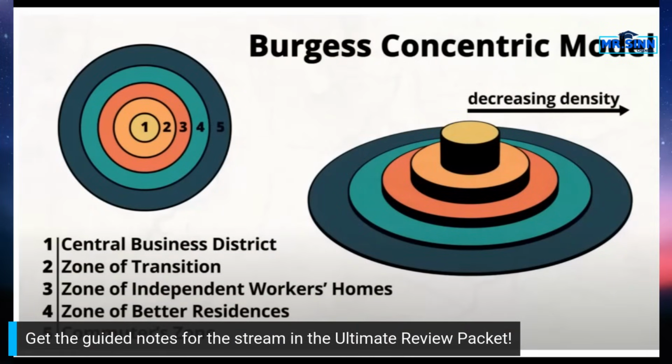Here we go. So notice right away, we have that CBD. This is our concentric zone model. So generally here, what we're seeing is that the CBD is going to be the highest density. As we move out, you can see our density is decreasing.